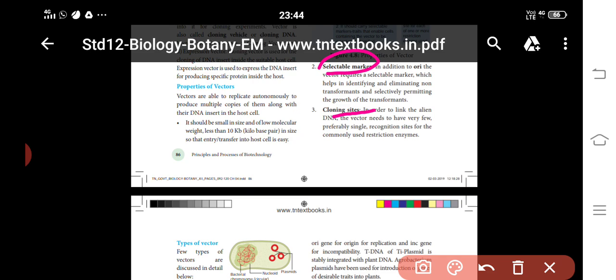Next one is a cloning site. In order to link the foreign DNA, the vector needs to have very few, preferably single, recognition sites for the commonly used restriction enzymes. Cloning sites mean where the DNA is cloned, and the cloned DNA is linked with the selected vector. Commonly used restriction enzymes are used. Next one is types of vectors.